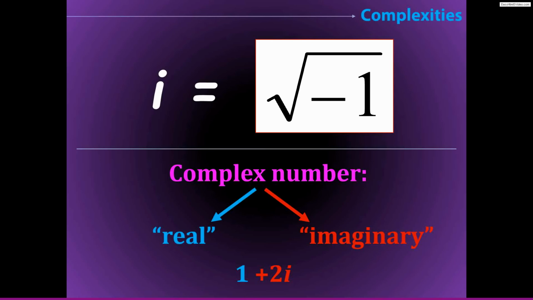In fact, all of the numbers that you are used to dealing with and thinking about your whole life are just a subset of complex numbers. For example, the number 1 can be thought of as a complex number where the imaginary component is 0. So 1 is the same thing as 1 plus 0i.